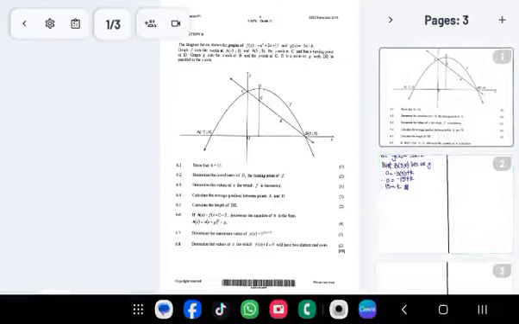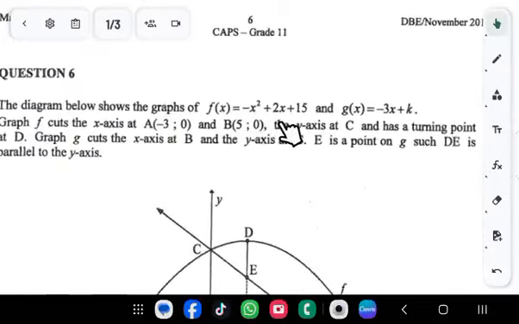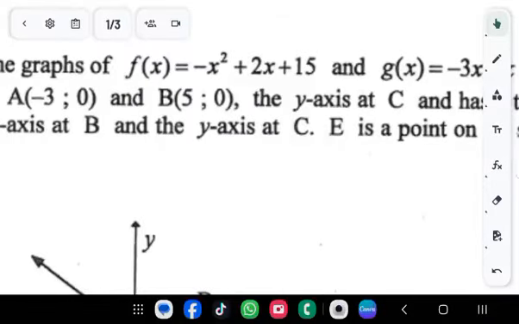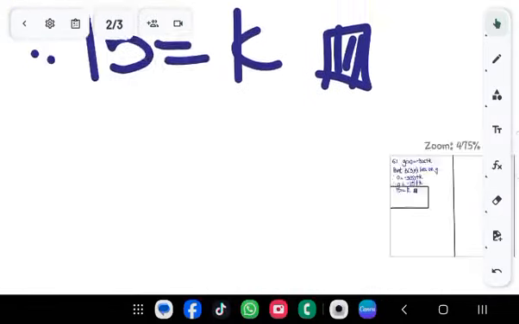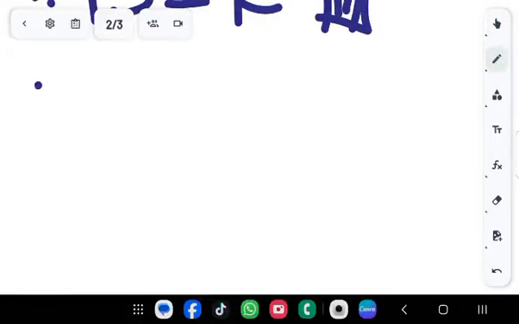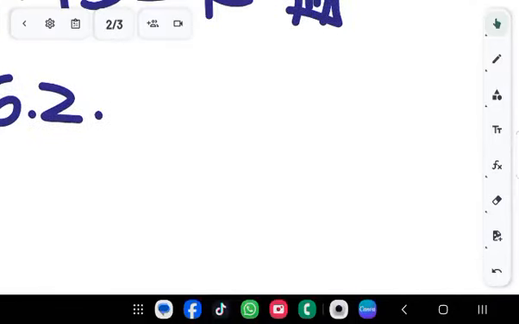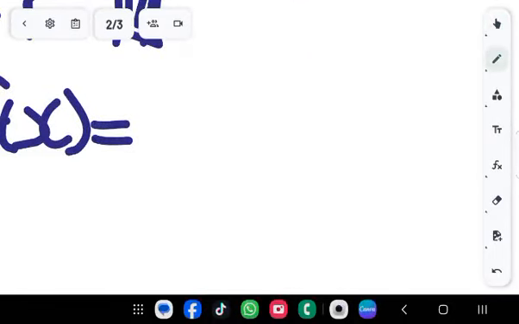We've shown it. Now 6.2 goes: determine the coordinates of D, which is the turning point of F. Remember, F is the parabola, and here is the equation of that parabola. We've got two types of standard formats of the parabola. This is the first one that you learn in grade 9, and the second one is the one that you learn in grade 11. Now, whenever you have this old standard format of the parabola, to find the turning point for this one, you use the ABC type of scenario that we've learned in grade 9 and use in grade 11 to make the quadratic formula.